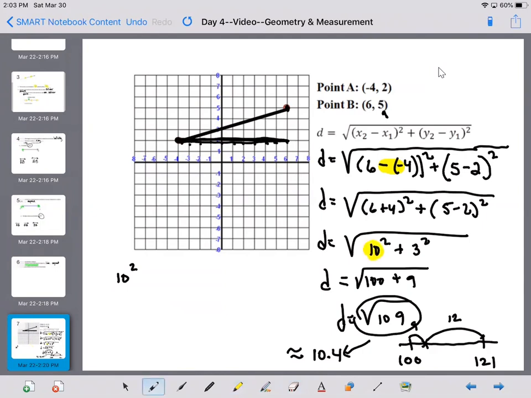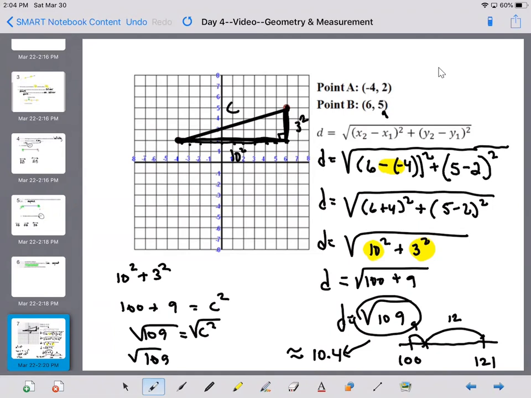The distance on the y, or this length, is 1, 2, 3. So this is 10 and we're going to square it, and this is 3 and we're going to square it. We've already seen 3 squared, which came from over here. And so that would give us 100 plus 9 is equal to c squared, which is, remember, the hypotenuse. And so we would get 109 equals c squared, so we're going to take the square root. So we would get the square root of 109, which we'll see is approximately 10 4/10.